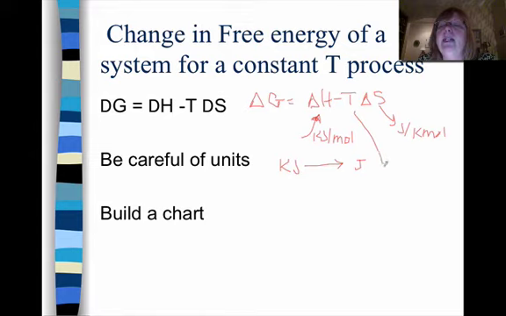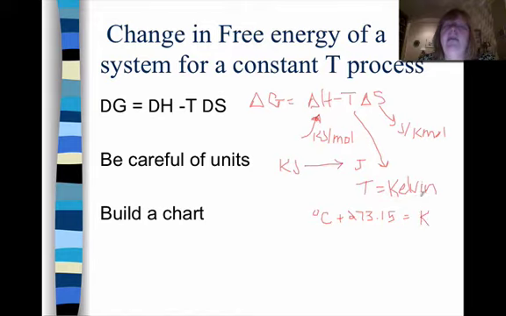Now, this capital T is temperature, and it needs to be in Kelvin, and Kelvin is very easy to calculate. If you're given degrees Celsius, you just have to add to it 273.15, and you will get your temperature in Kelvin. And that equation is on your reference packet. So be very, very careful of your units. Make sure that the entropy and enthalpy units are the same, whether they're kilojoules or joules. I don't think it matters unless the question specifies, but they have to match.